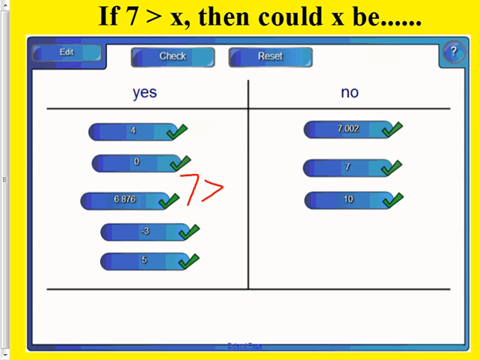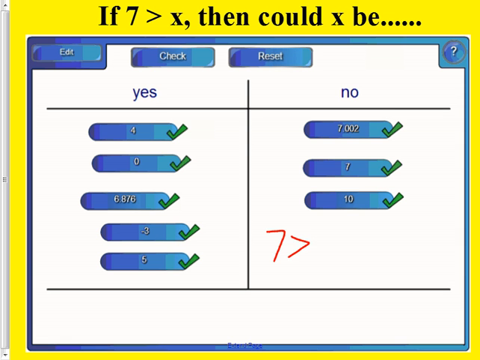Is 7 greater than 4? Yes, it is. Is 7 greater than 0? Yes, it is. Is 7 greater than 6.876? Yes, it is. Is 7 greater than -3? Yes, it is. Is 7 greater than 5? Yes, it is.